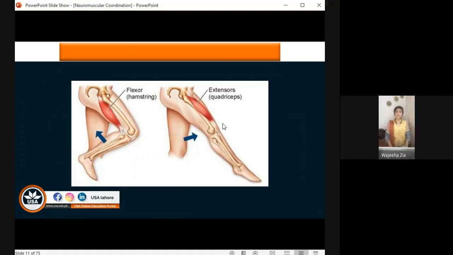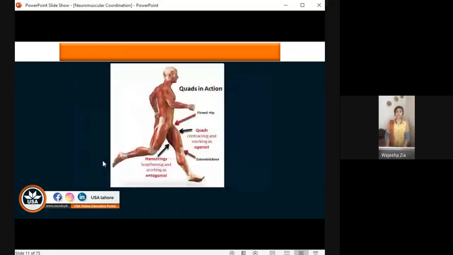You can see in this track, this is the knee extension by the quadricep, and the second one is the knee flexion with the help of the hamstrings. So all our body parts or all joints movements are the integrated action of all the agonist and the antagonist.